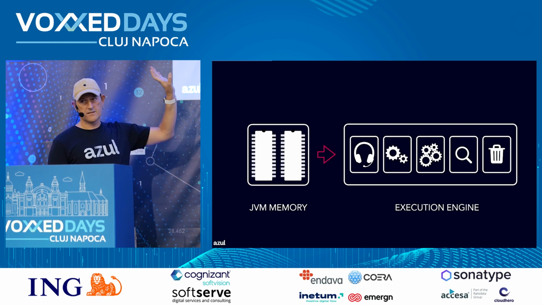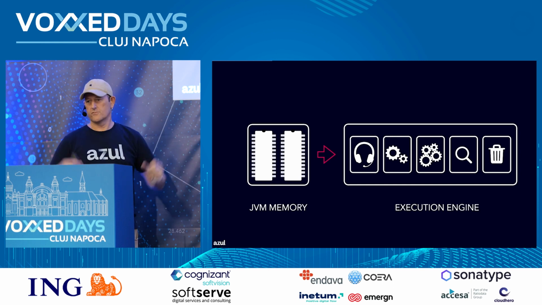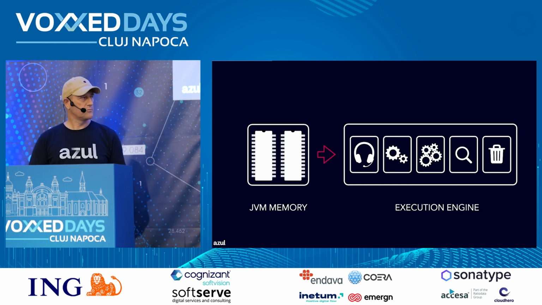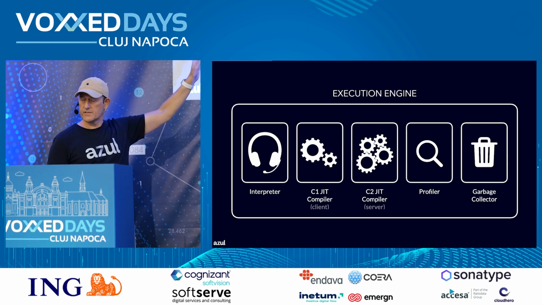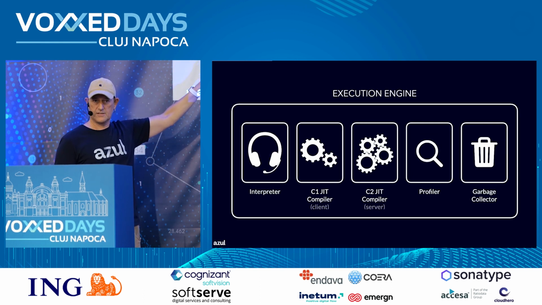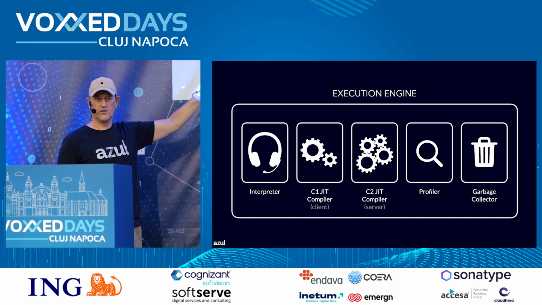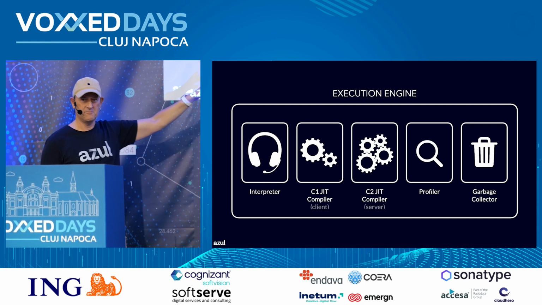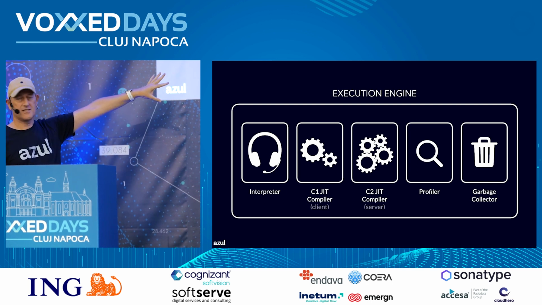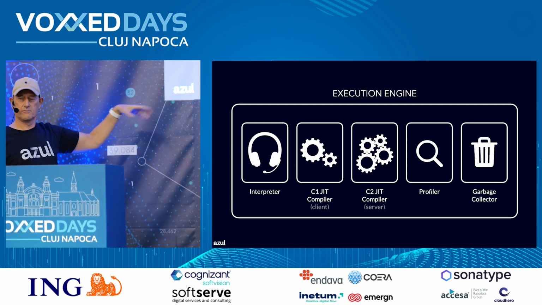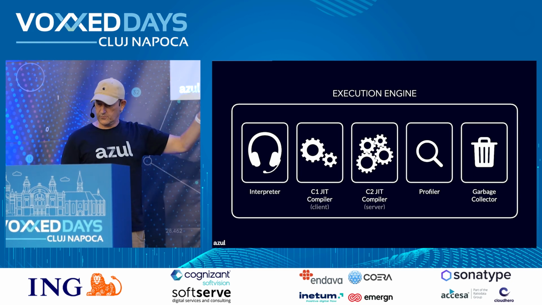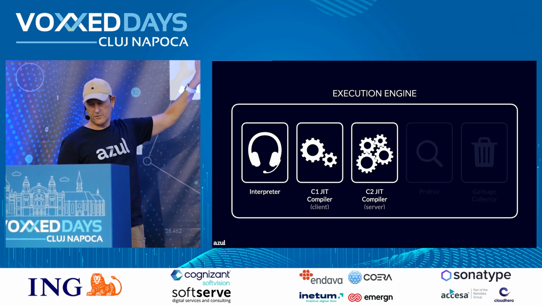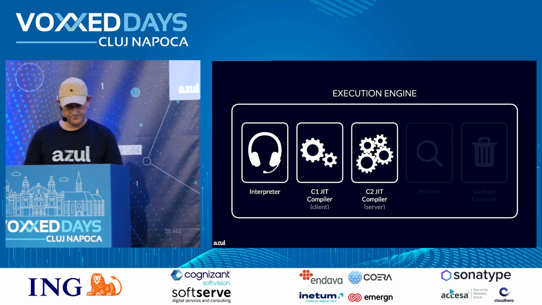You can already see it's not only the execution engine, it contains multiple parts. These parts are the interpreter, the C1 JIT compiler, formerly known as the client compiler. Who remembers the client compiler? Nobody? Really? Okay, oh, one. And then there's the C2 JIT compiler, formerly known as the server compiler. And then there's a profiler and a garbage collector. But we only talk about these three things because that's important for the CRaC project.